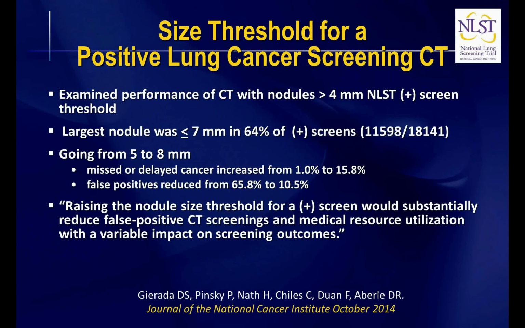The notion of alternate size thresholds was addressed in the very same NLST population. And going from 5 millimeters up to 8 millimeters, NLST investigators also showed you could reduce your positive screen rate and your false positives. Raising the nodule size substantially reduces false positives and medical resource utilization. And it's important to make sure we track outcomes. In NLST, almost 2/3 of positive screens had the largest nodule being 7 millimeters or smaller.